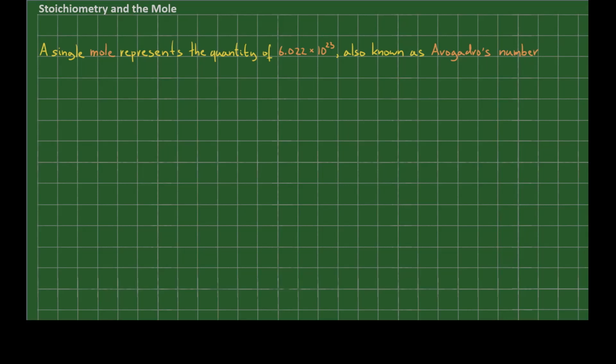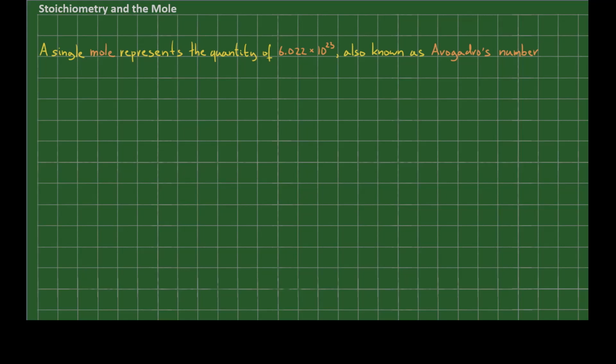Hello good people, I'm going to talk about stoichiometry and the mole. Recall that a single mole represents the quantity of 6.022 times 10 to the 23rd. This number is also known as Avogadro's number. How does this relate to stoichiometry?